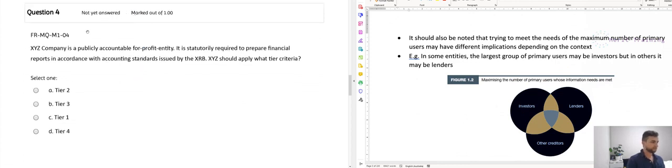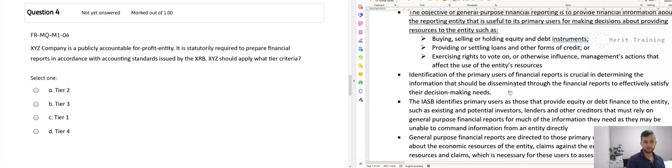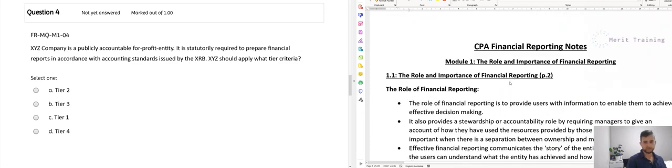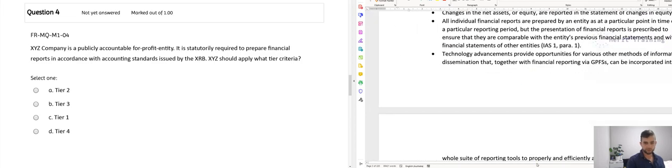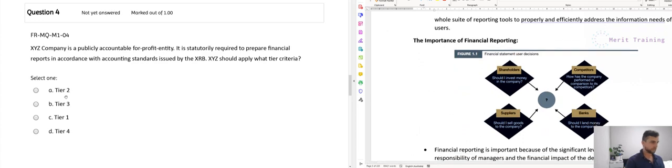Okay, so question 4. XYZ company is a publicly accountable for-profit entity. It is statutorily required to prepare financial reports in accordance with the accounting standards issued by XRB. XYZ should apply what tier criteria? So this is coming down to the 2 tiers that we talked about in the notes about how parties have general purpose financial reports. There's 2 tiers of requirements as public reporting entities. There's tier 1, tier 2. So straight away we know it's not going to be tier 3 and tier 4.